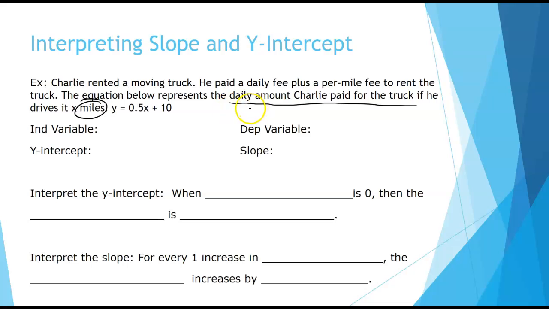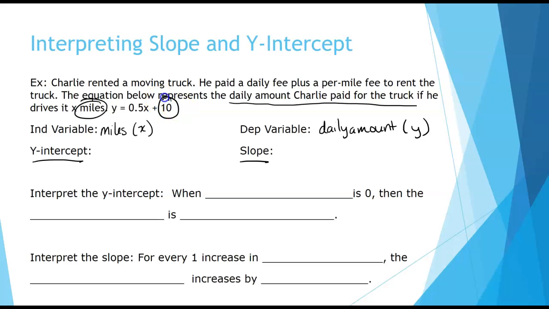The amount that he is going to pay depends on the number of miles, which means our independent variable is miles, which is our x variable, and our dependent variable is the daily amount, which is our y value. See if you can identify the y-intercept and the slope now.